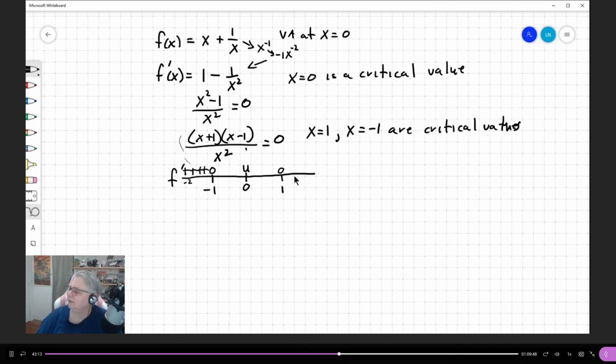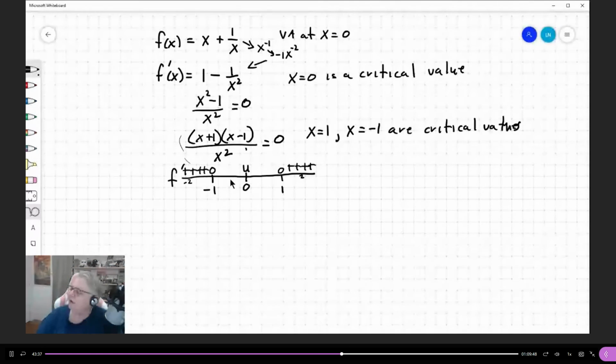Let me jump over to this end. I'm going to take a value over there, +2. If I put a +2 in here, that's going to be positive. If I put a +2 in here, that's going to be positive. So my numerator is positive. My denominator is always positive. So that means everything in this interval is positive.